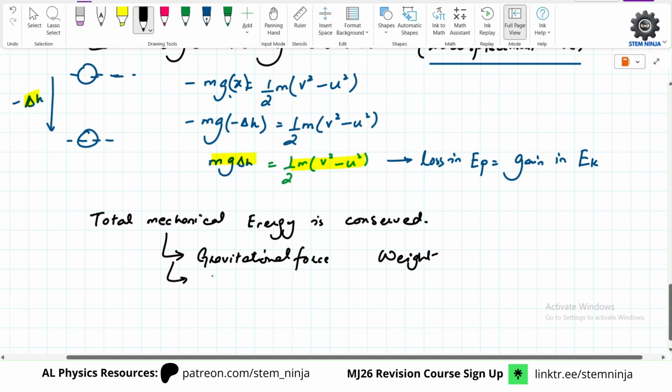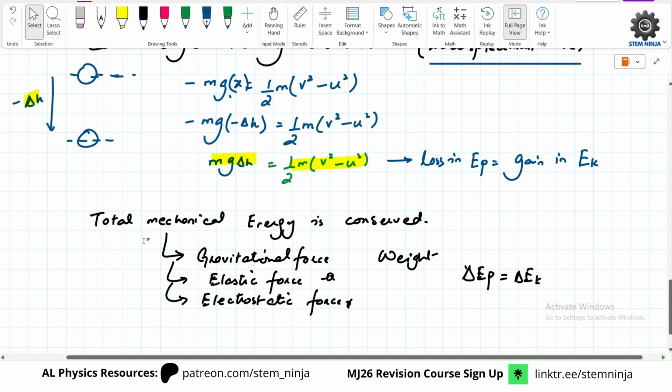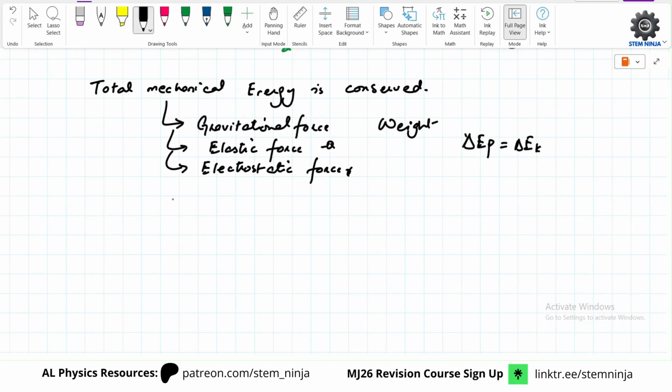This would be the case when you have elastic force. It could also be the same thing if you have electrostatic force. The change in potential energy, not just gravitational potential energy, but the potential energy in general, see, these two also have potential energies. The change in potential energy would be equal to change in kinetic energy. So we dub these systems or forces conservative forces.